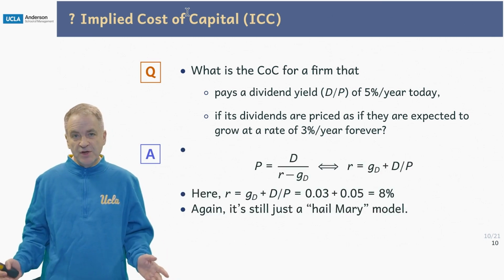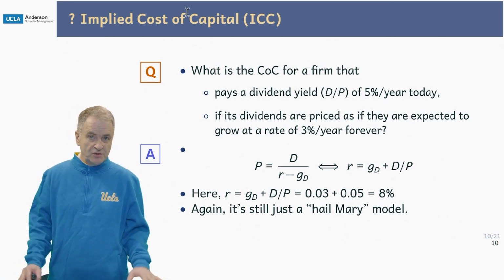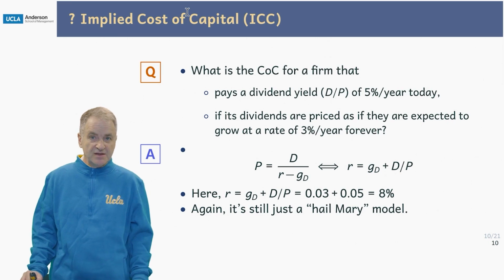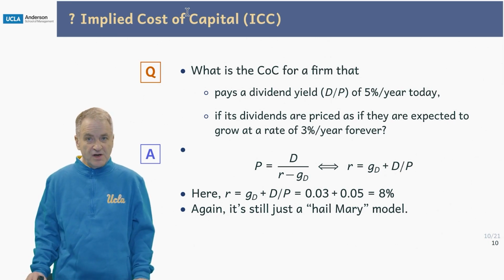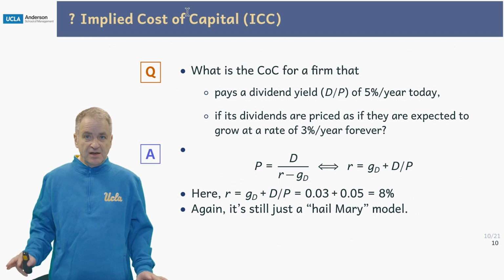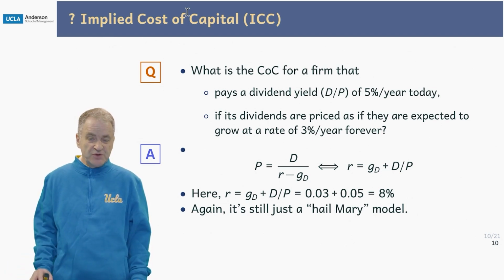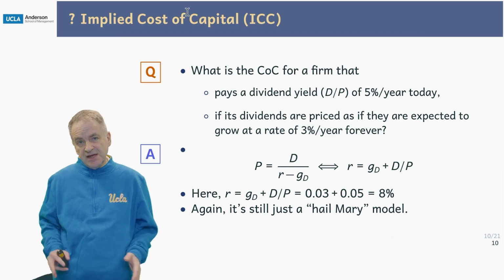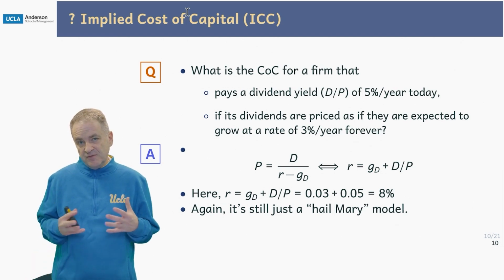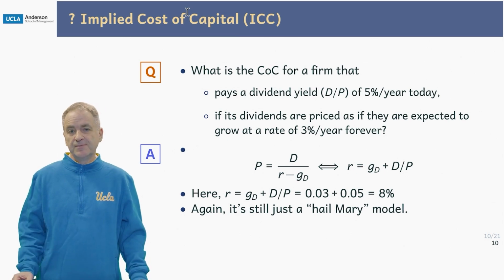Well, we just take the formula, P equals D divided by R minus G. That's the growing perpetuity formula, just with D instead of C. We solve it for R. That turns out to be the growth rate of dividends plus the dividend price ratio. In this particular example, we are given that the growth rate is 3%, the dividend price ratio is 5%. So it's priced as if its cost of capital, its discount rate, was about 8%.